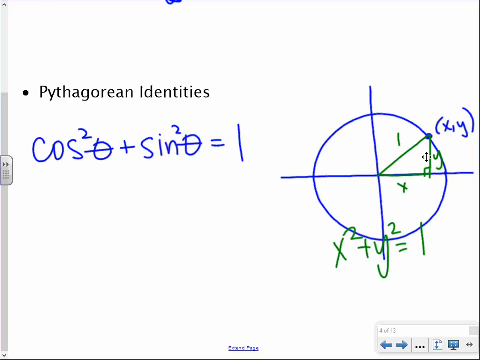And you know what? I know I have it written that way, but I'm going to just tell you, you're going to see it as sine squared plus cosine squared. So let's go ahead and write it down that way. I'm sorry. You're going to see it like that. And so we might as well just get used to that.